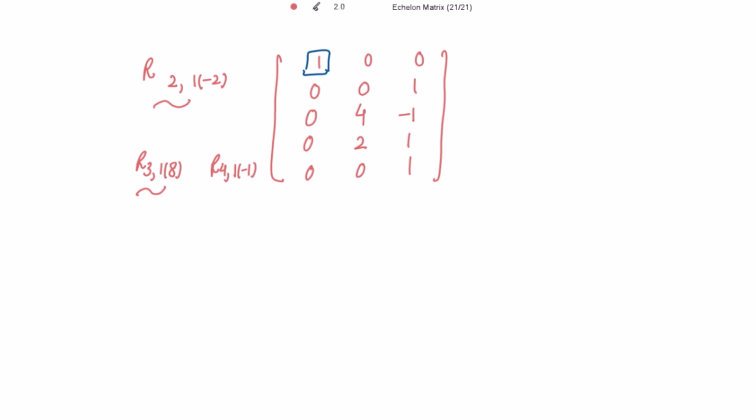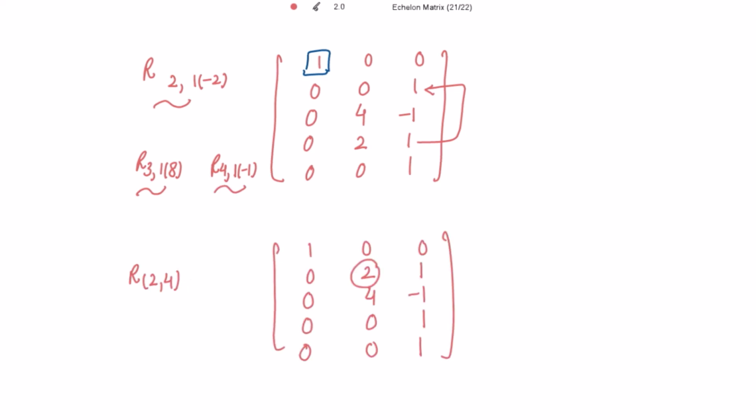For the echelon form, I need the leading entry of the second row to be 1, right? For that, let me interchange row 4 with row 2. So interchanging row 2 and row 4, I need to get 1 in place of 2, right? For that, I can multiply this row 2 with 1/2, right, to get 1.